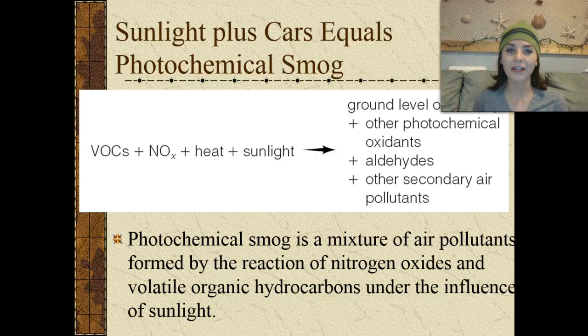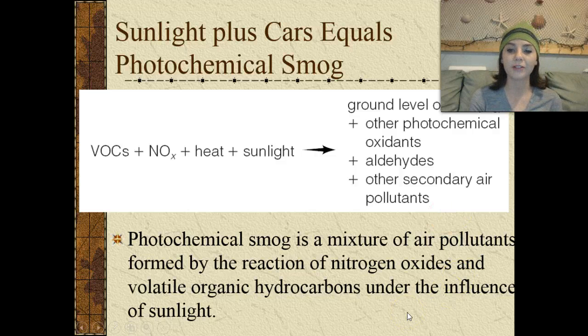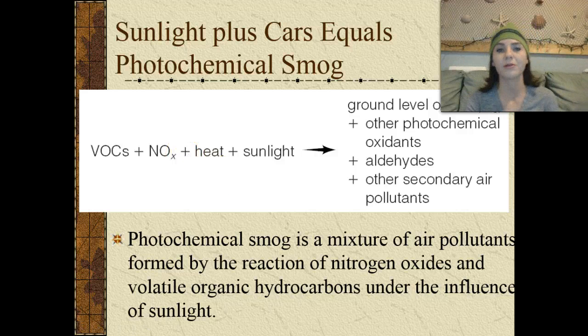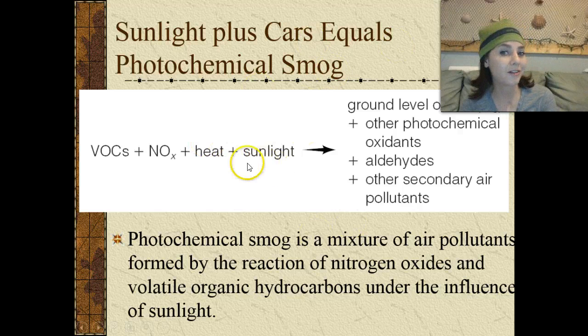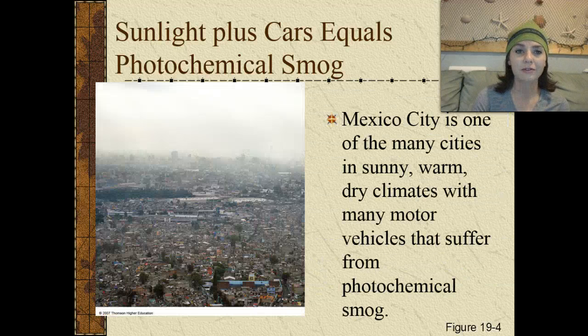So sunlight plus lots of car emissions gives us photochemical smog. Photochemical smog is a mixture of air pollutants formed by the reaction of nitrogen oxides and volatile organic hydrocarbons under the influence of sunlight. So we have our VOCs, our nitrogen oxides, plus heat. If you live in a very hot area, this is going to be even more of a problem, especially if it receives a lot of sunlight. And it gives us ground level ozone, other photochemical oxidants, aldehydes, and other secondary air pollutants.